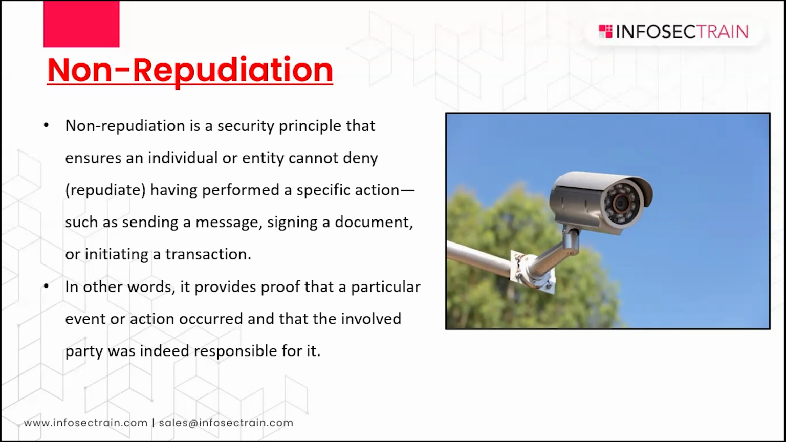Let's suppose, for example, there is a CCTV camera installed near a shop, and some person tries to break the lock and open that particular shop without proper authorization. In that case, the CCTV camera records it, and that particular person later cannot deny that he was involved in it, because we have evidence for that. That's what we call non-repudiation. A person cannot deny that he has performed this kind of action.